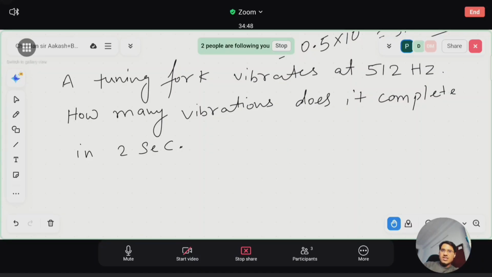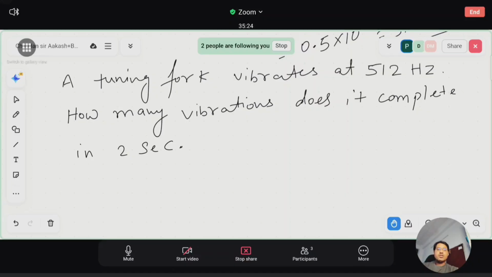Basically, that is frequency. It's given. But now they're asking us that how many waves, how many vibrations means how many waves does it complete in 2 seconds? So what will you say? You will say, sir, 512 in 1 second. So we should multiply it by 2 to get how many waves in 2 seconds. Yes or no? Yeah. So what is the answer then? 1024. Yes. Understood, Deepak?